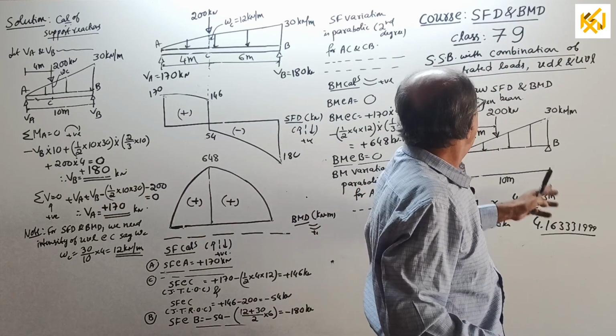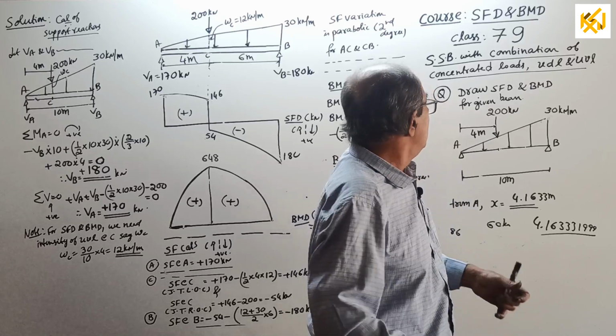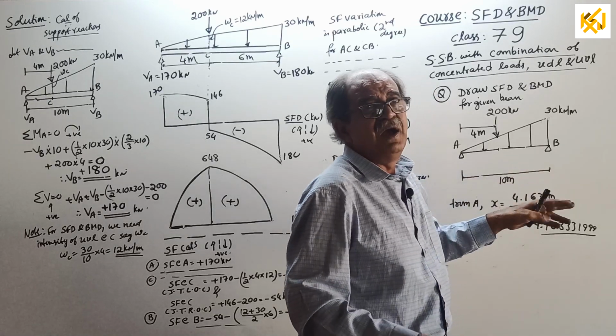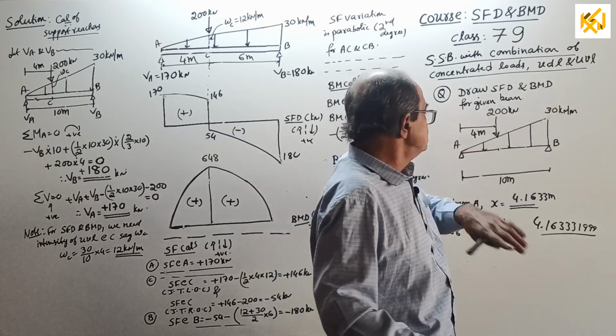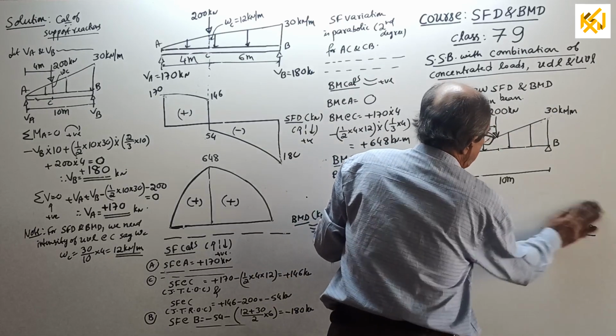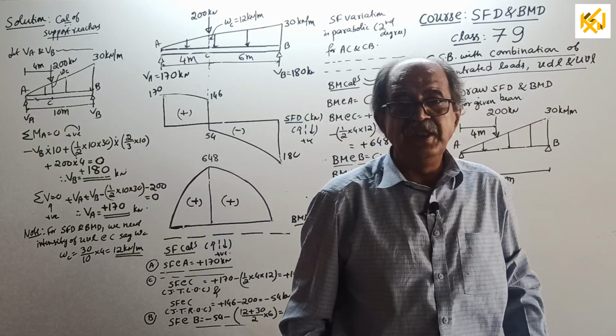Okay. Now we will meet in class number 80 for the next question, where the maximum BM will come after the point load, but before that L by root 3 point. This I'll remove now, not required. Okay. Thank you. We'll continue in the next class.